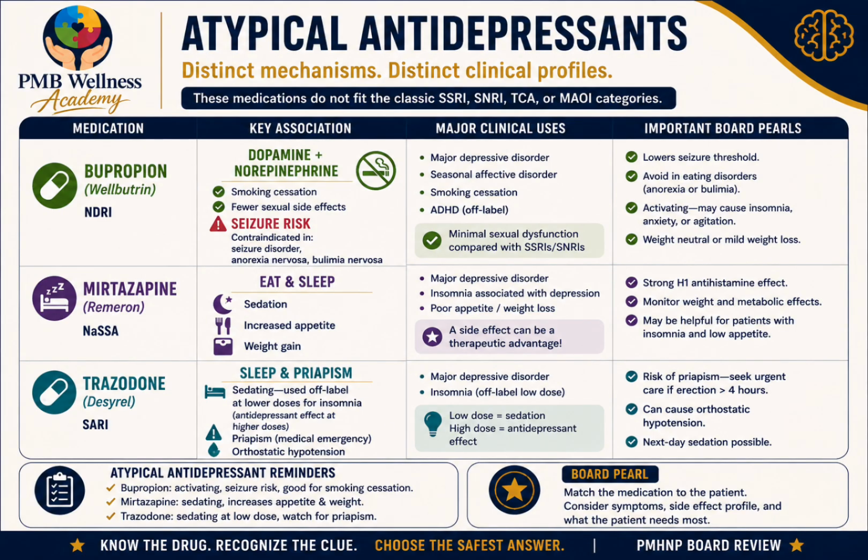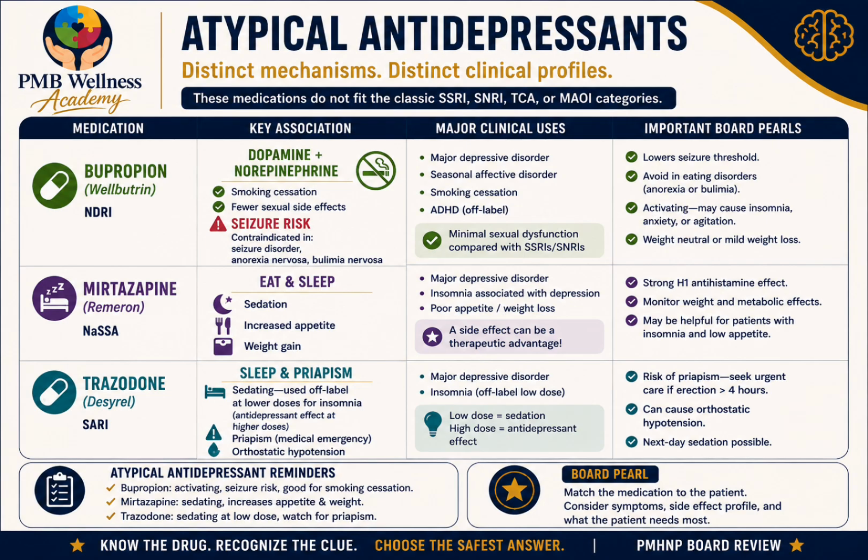A patient who develops significant sexual adverse effects on an SSRI may be a candidate for bupropion, depending on the rest of their clinical picture. Bupropion is also used for smoking cessation, but here's the safety concept you absolutely need to remember. Bupropion lowers the seizure threshold. Bupropion is contraindicated in patients with a seizure disorder and in patients with a current or prior diagnosis of bulimia nervosa or anorexia nervosa because the conditions increase seizure risk.